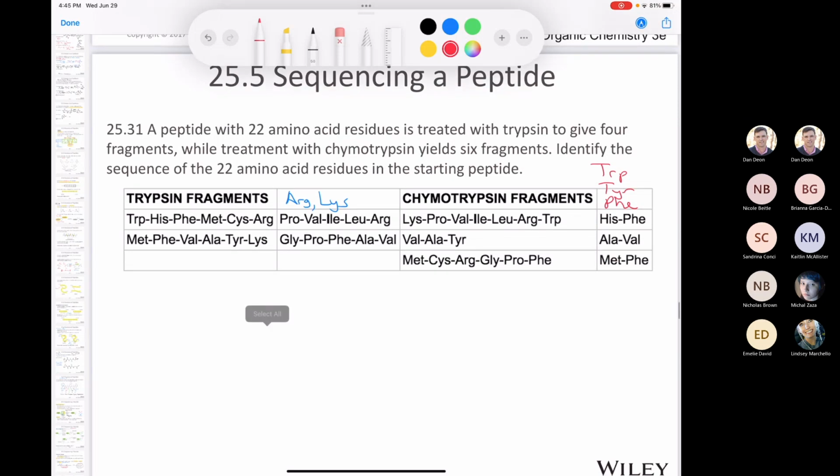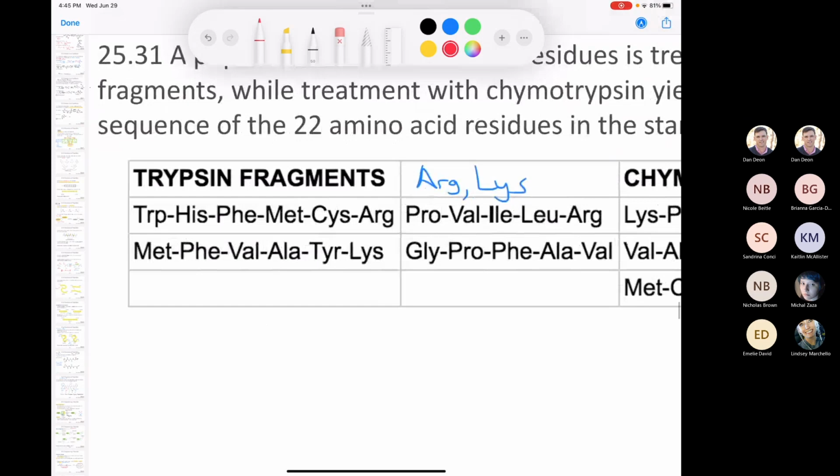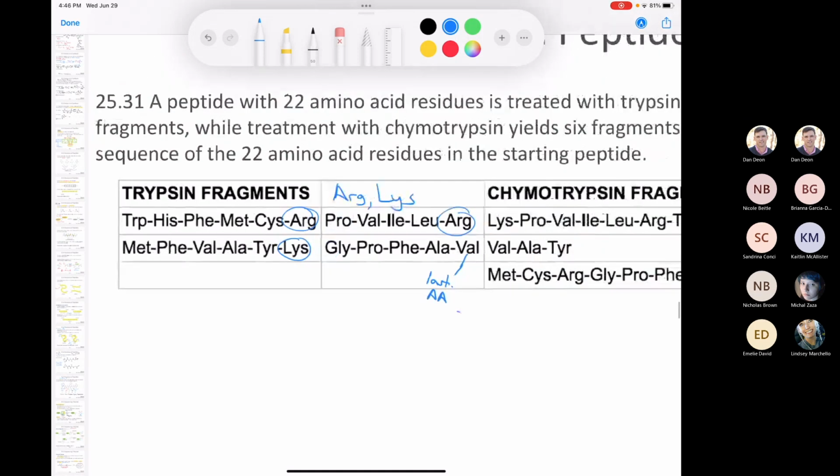Now let's look carefully. Let's start with the trypsin fragments. On the C terminus side of arginine and lysine, we have an arginine on the end here, a lysine, an arginine, and a valine. Well, the valine couldn't have been cleaved. And we know that the valine's N terminus is here, and its C terminus is there. Therefore, the valine must be the C terminus, right? This must be the last amino acid in the chain of the 22 amino acid peptide.